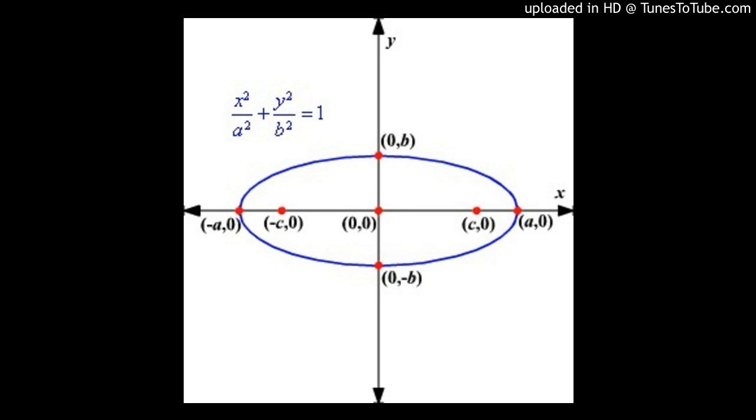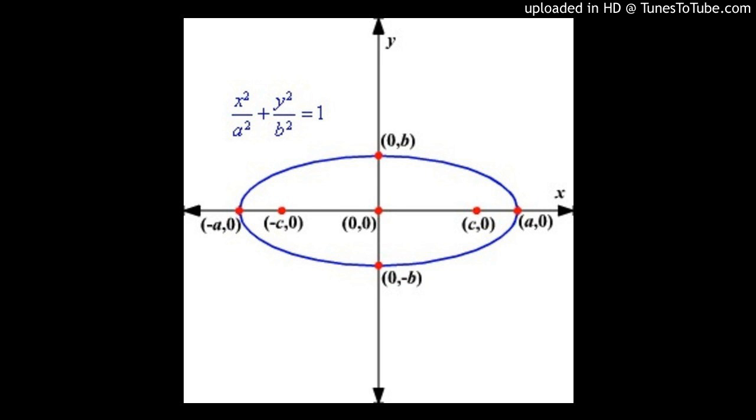There are 2 foci and 2 directrices. We are talking about the standard equation of ellipse. So the foci are ae comma 0 and minus ae comma 0, and equations of directrices are x is equal to a upon e and x is equal to minus a upon e. So the distance between foci will be 2ae and the distance between directrices will be 2a upon e.